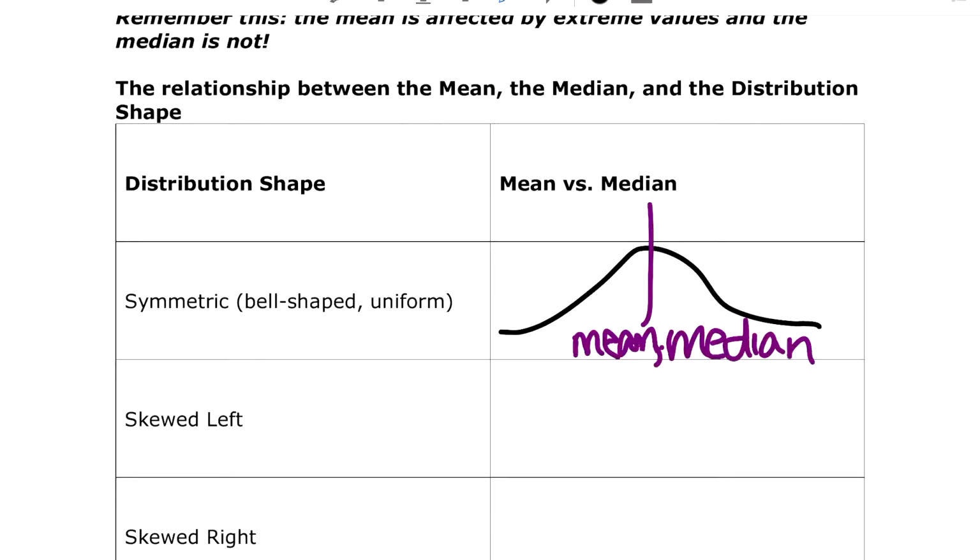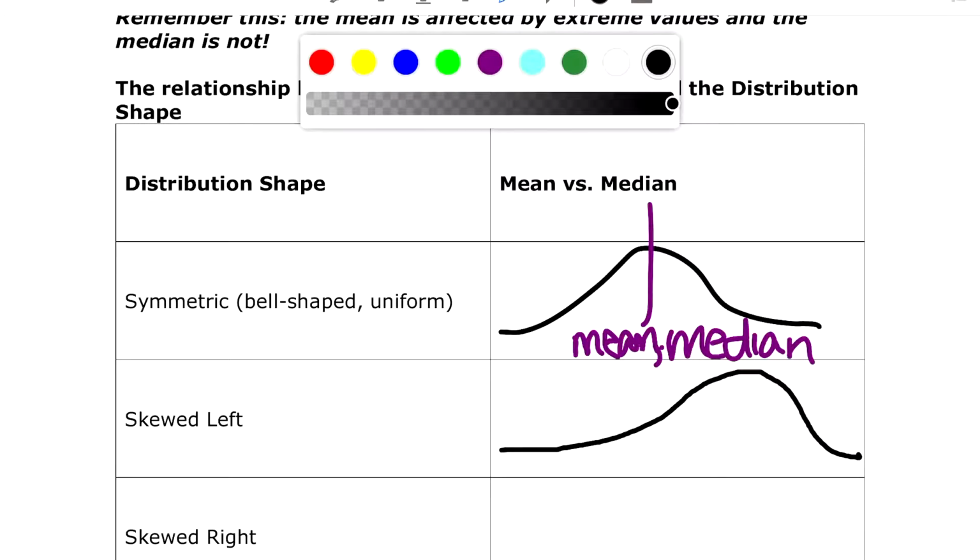Okay, now we're going to look at a skewed left distribution. So remember, the skew is always what side the tail is on. So the tail is going to be on the left, and then we're going to have our peak. Most of our data is going to be over here on the right.